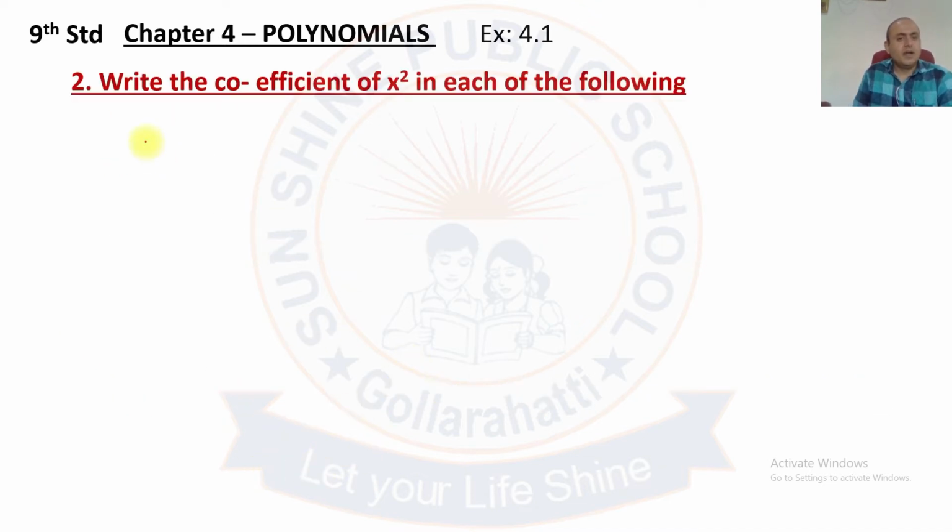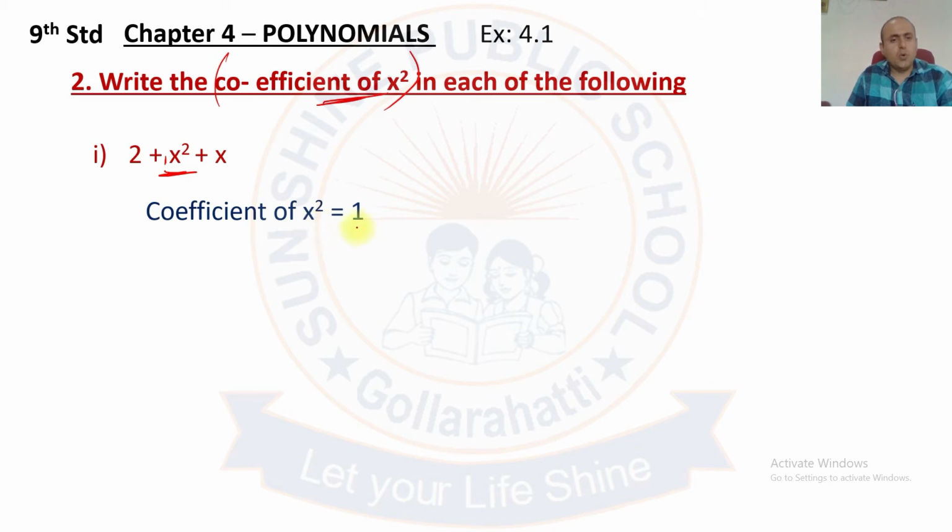Next question, write the coefficient of x square in each of the following. First question is 2 plus x square plus x. Here they have asked to write the coefficient of x square. Here coefficient is nothing but the multiple of the variable x square. So in this term you got x square. The coefficient of x square is 1. If there is no number before the variable, we will consider it as 1. Therefore, coefficient of x square is equal to 1 in this expression.